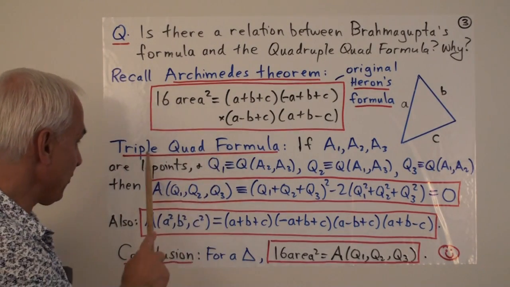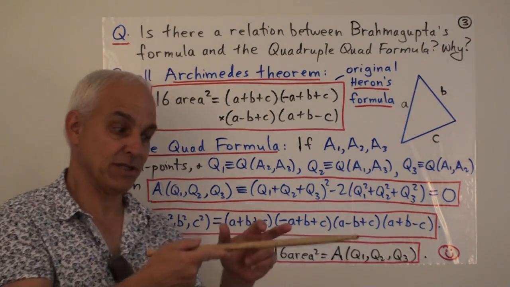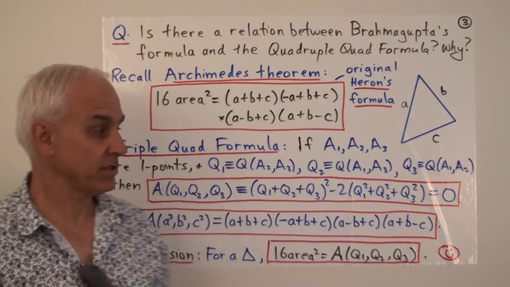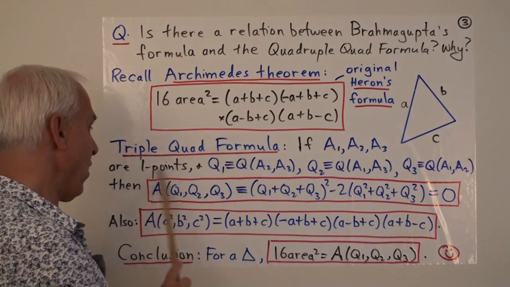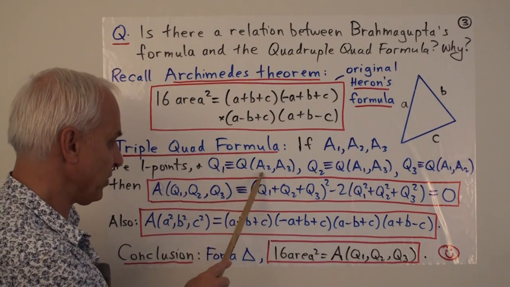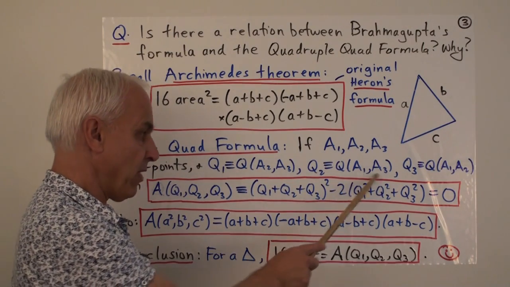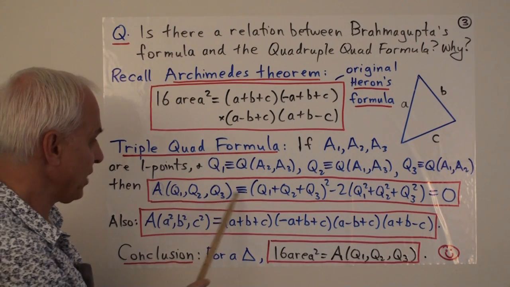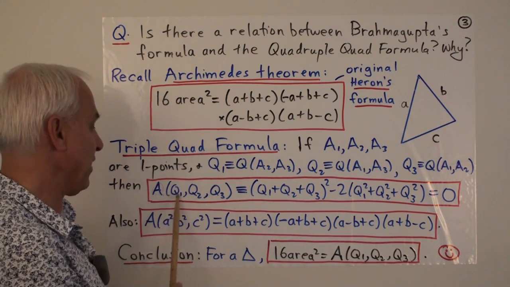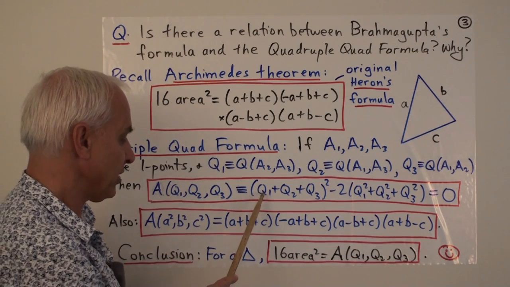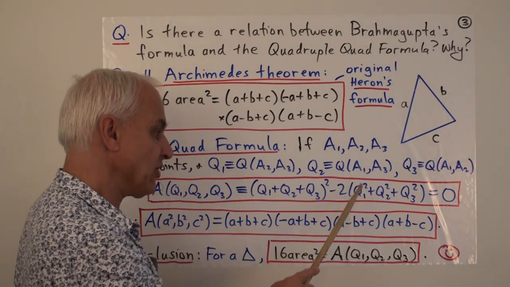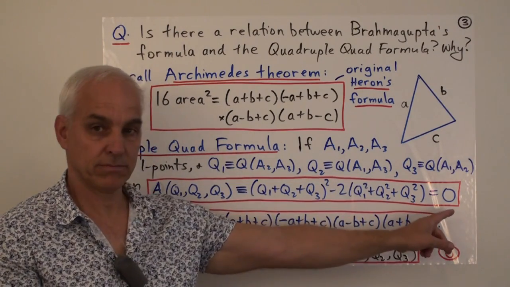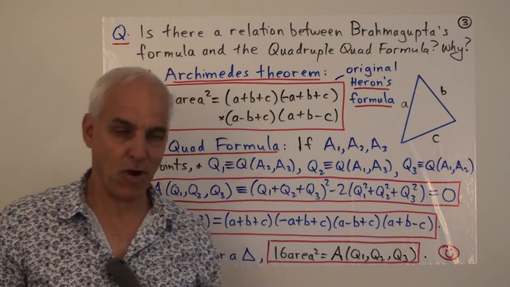And let me also remind you about the triple quad formula, which was a very fundamental fact about the quadrances formed by 3 collinear points. So if A1, A2, A3 are 3 collinear points, and Q1 is the quadrance between A2 and A3, Q2 is the quadrance between A1 and A3, and Q3 is the quadrance between A1 and A2, then this particular quantity, which we called A of Q1, Q2, and Q3, which is Q1 plus Q2 plus Q3 squared minus 2 times Q1 squared plus Q2 squared plus Q3 squared, that's going to be 0. It's another way of restating the triple quad formula.